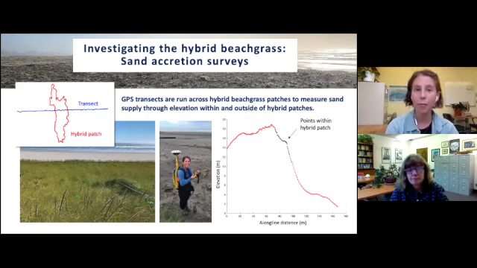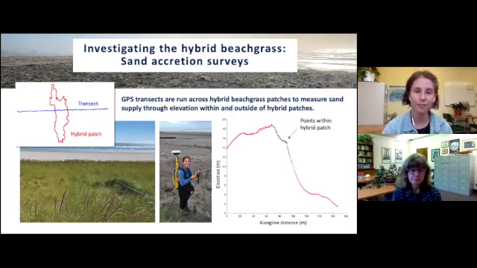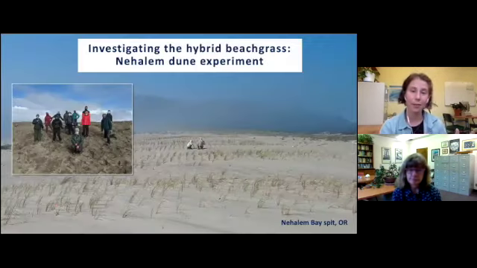And we can pick out points that are within versus outside of the hybrid patches. And from these data, we can start to investigate if areas within the hybrid patch have greater elevation or capture more sand than areas outside of the hybrid patch. So that's one way we're looking at the hybrid's influence on sand accretion and dune shape.